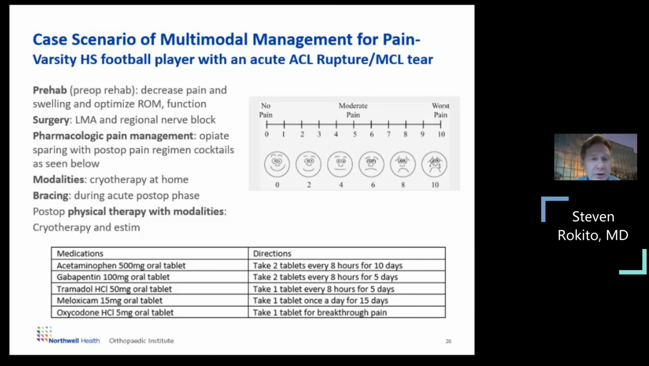After surgery, we'll utilize modalities at home as well as in physical therapy to help reduce their swelling and decrease their pain. Bracing is commonly used as well to help support the recently operated joint to allow for soft tissue healing in a controlled fashion and increase their range of motion in a controlled fashion. So the goal here, if we look at that VAS pain score, is to try and keep them at the low end of the spectrum. And with this combined multimodal strategy, we're oftentimes very successful.